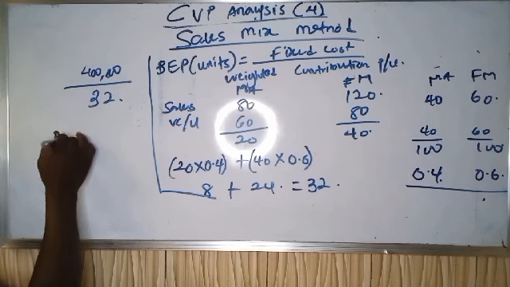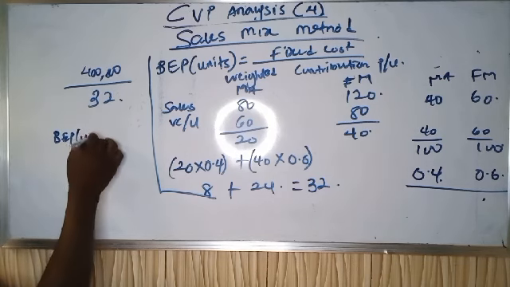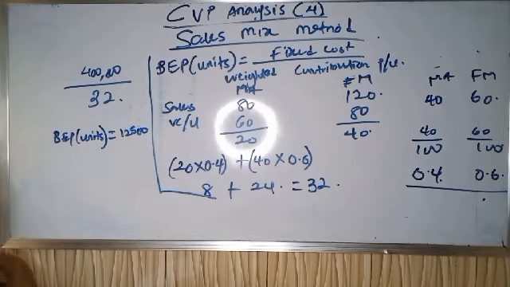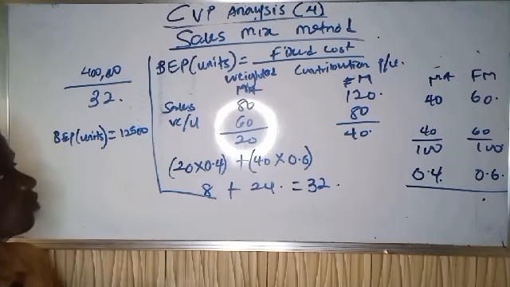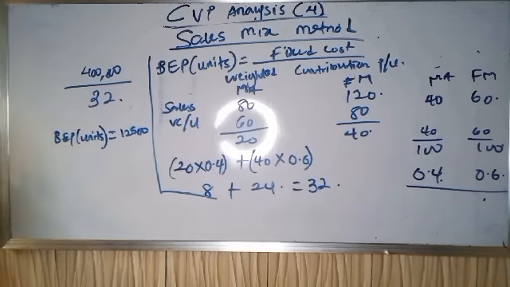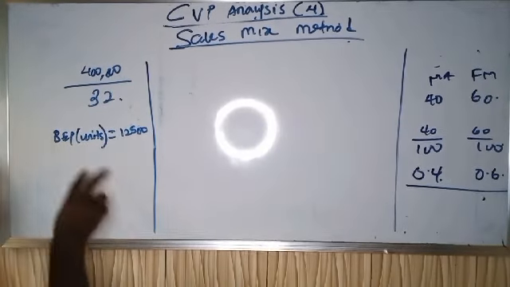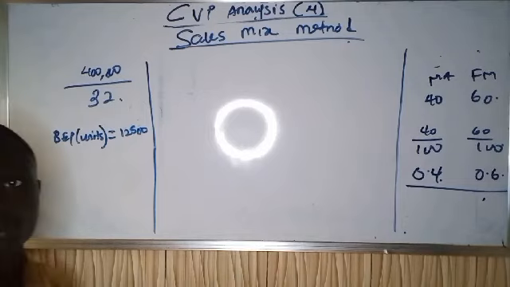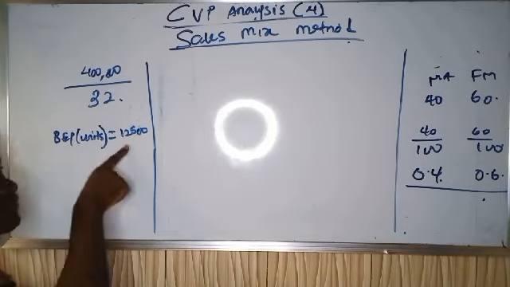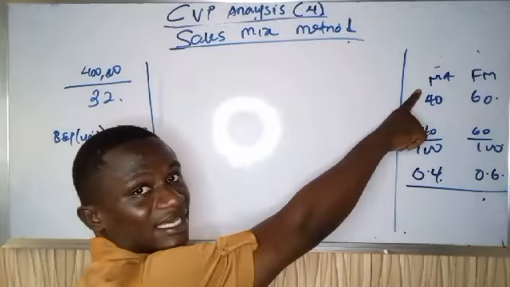So BEP in units is 12,500. As simple as that. BEP in units is 12,500. But what they asked us to calculate was BEP in value, not in units. Okay. So this is my BEP in units, and I'm selling two products, right? For me to break even, I must produce 12,500 of both MA and FM.